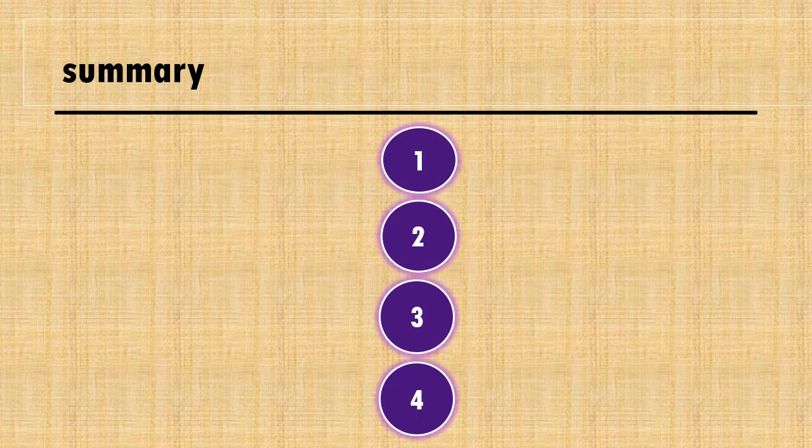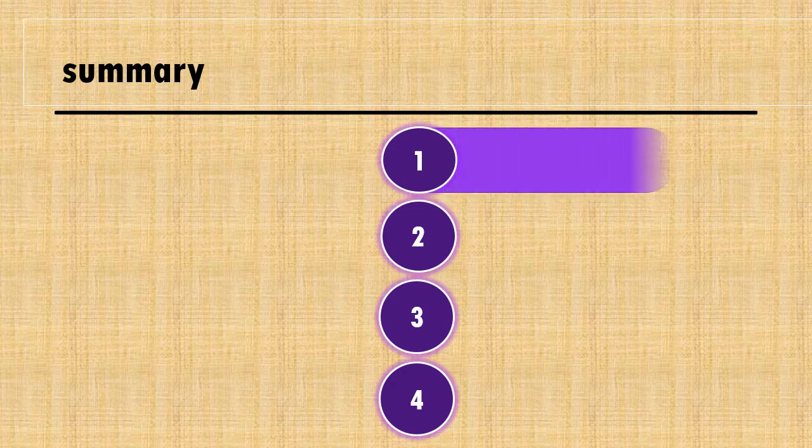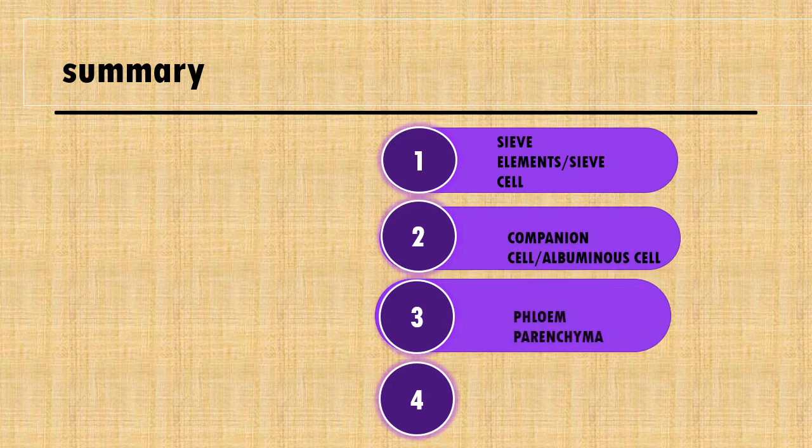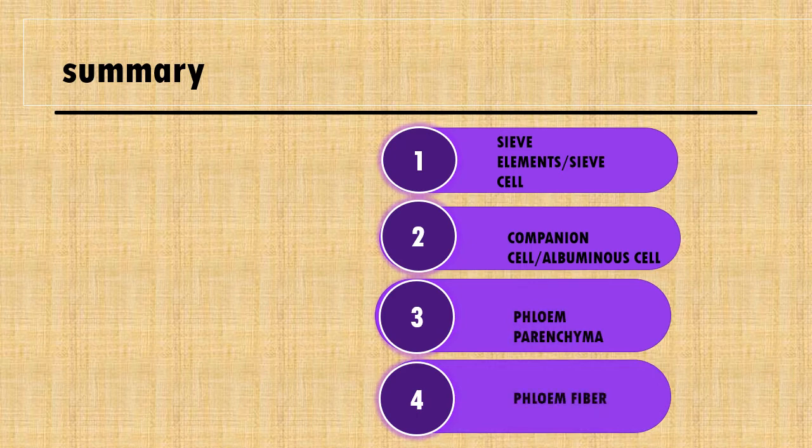Let us summarize the slide. We studied about phloem. Phloem is a complex permanent tissue. It contains four kinds of elements: sieve elements or sieve cells, companion cells or albuminous cells, phloem parenchyma and phloem fiber. They work together as a unit. The major function of phloem is to transport food or nutrients from the leaf to different parts of the plant.